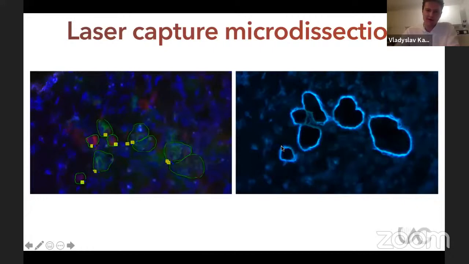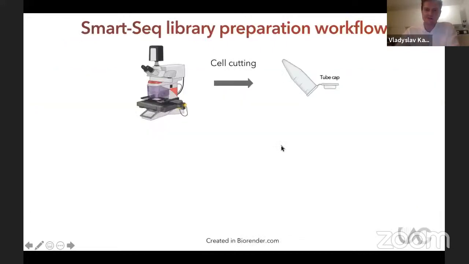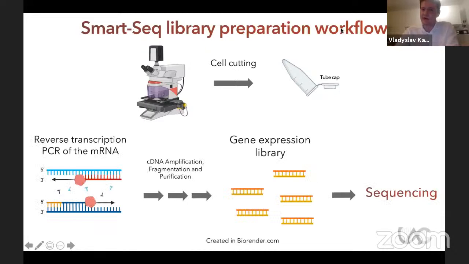So what do we do after cutting out our cells? As I said, the cut cells will jump out into the tube cap and will stick there. So that means we can proceed with the tube cap as if it were our well, with a single cell or with a packet of some cells in it. And we can use, for example, a SmartSeq library preparation workflow that I have been describing before.